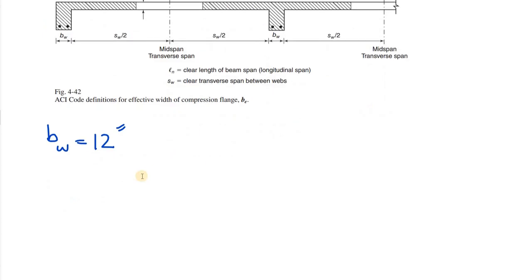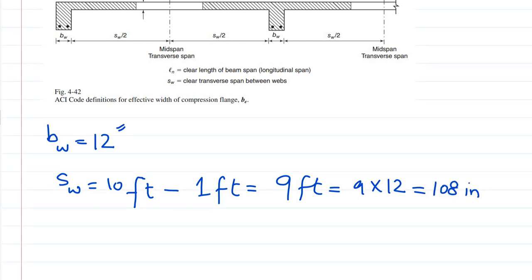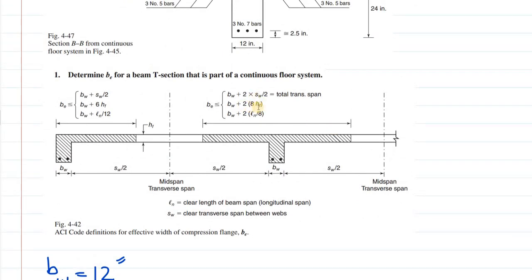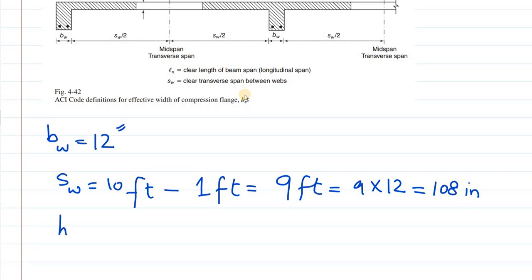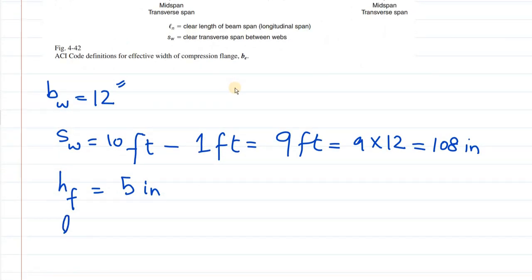So in our case, SW is 10 feet, 10 into 12 inches minus 12 inch. Or you could simply do it in feet first and then convert to inches. So 10 feet minus 1 foot, so 9 feet. Then you can write down 9 into 12, that would make 108 inch. Now let's see what other parameter we need to know. SW has been calculated. HF is the thickness of the flange, and we know it is given as 5 inch. So HF is 5 inch. This was the thickness of the slab. And what next? We need to know LN, which is the clear span of the beam we are discussing.